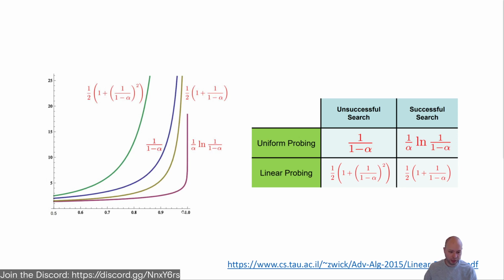And so if you take a look at these numbers, which are not starting at 0, you can see at 0.5, everybody's pretty well behaved still. And at around 0.7, we start to see linear probing start to take off in the unsuccessful case. So you can see very well in this graph the variety of trade-offs that we're looking at with regards to at least linear and uniform probing.